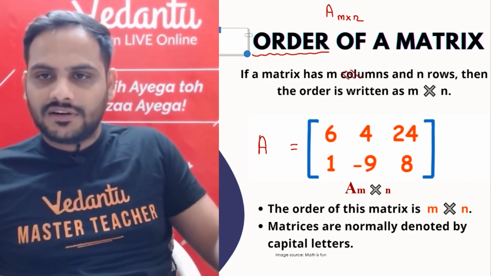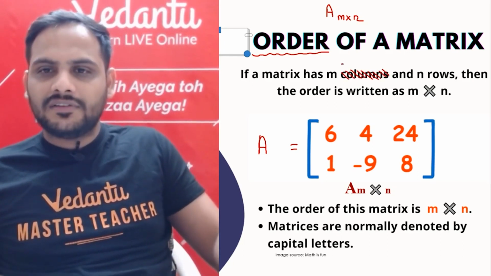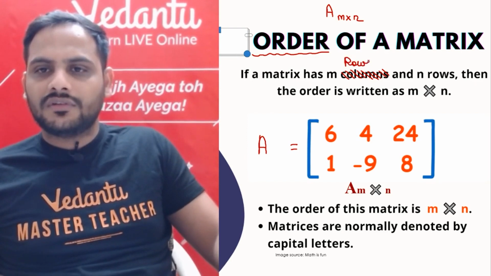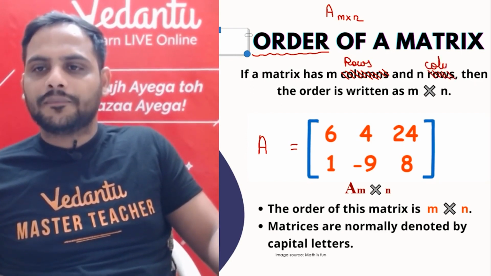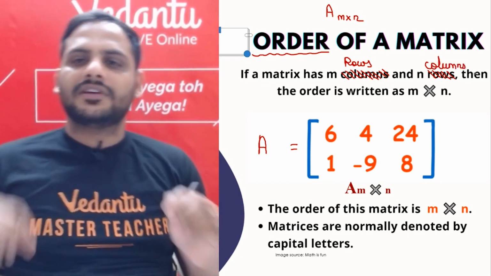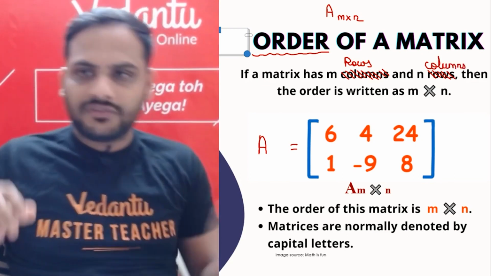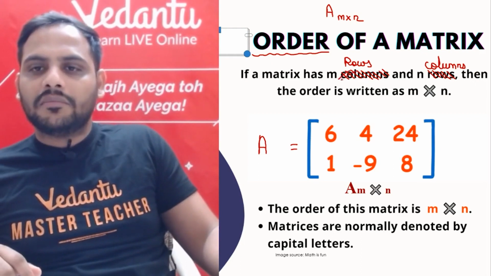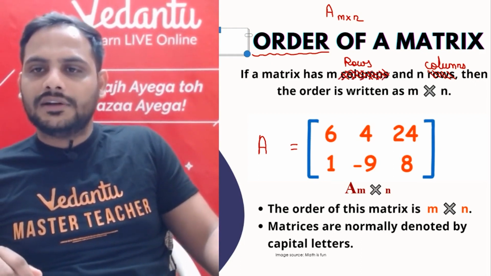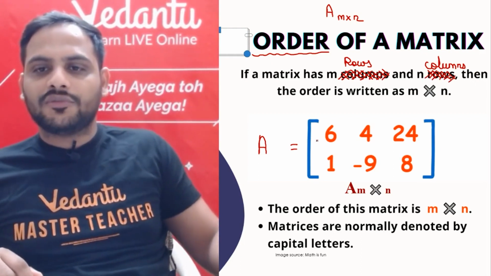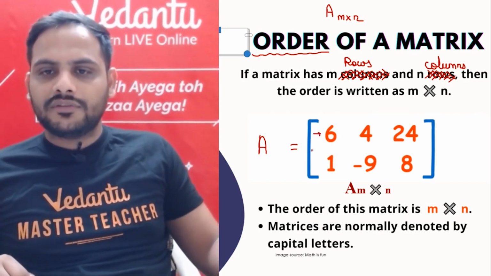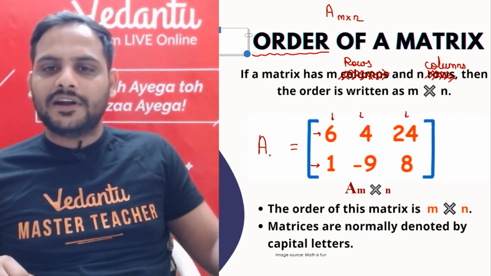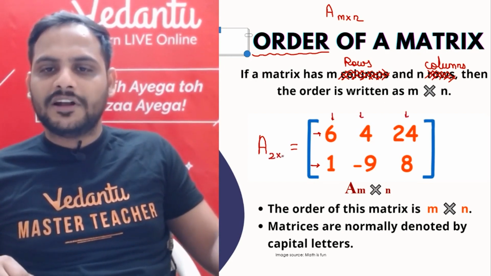It is actually written wrong over here. M represents the number of rows, and n represents the number of columns. Okay guys, first m is the number of rows, n is your number of columns. All right, so first rows, then columns. So for this matrix, I can say matrix A, there are 2 rows and 3 columns. So order of matrix A will be 2 rows multiplied with 3 columns.